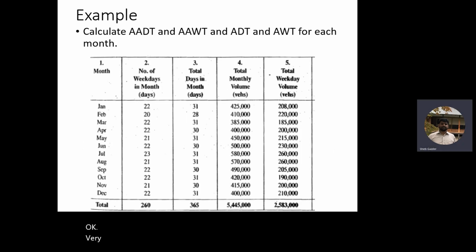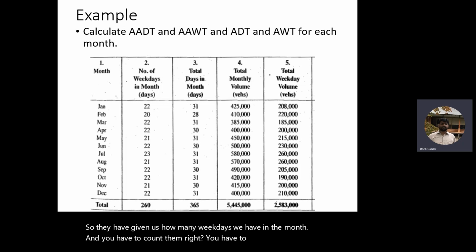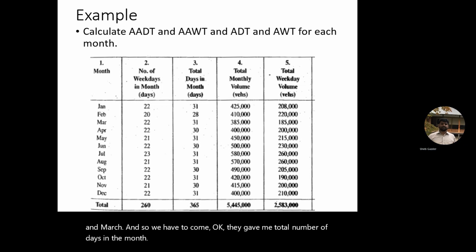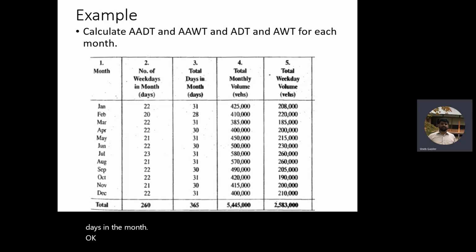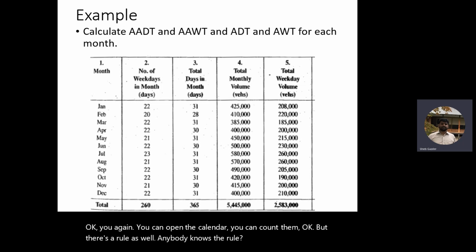Very simple, very small example, just to clarify the concept. Data is given for each month for a highway. Okay, so they have given us how many weekdays we have in the month, and you have to count them, right? You have to open the calendar, and you have to count how many weekdays were there in January and February and March and so on. Okay, they gave me total number of days in the month. You can open the calendar, you can count them. But there's a rule as well. Anybody knows the rule? How do I find out how many days are there in the month?